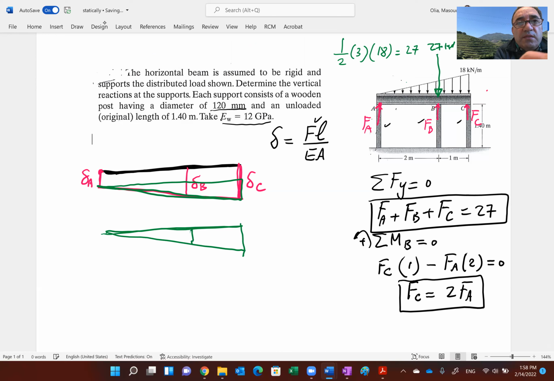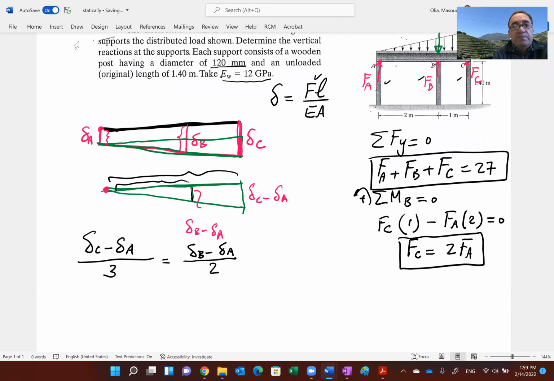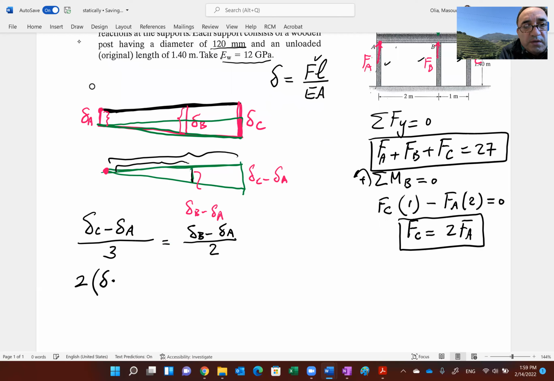Notice that this is delta B minus delta A, because remember, this is delta B and this is delta A. And similarly, this piece is delta C minus delta A. So using slope or similar triangles, we can say, delta C minus delta A over 3 meters is the same as delta B minus delta A, which is this guy, divided by 2 meters. And then we can establish an equation: 2 times, and I will just cross multiply.